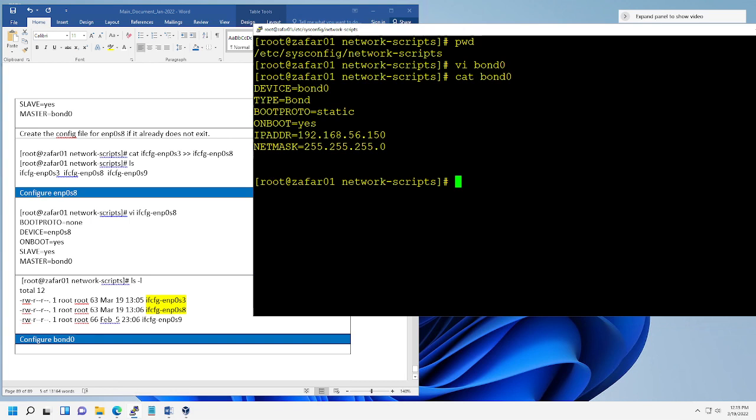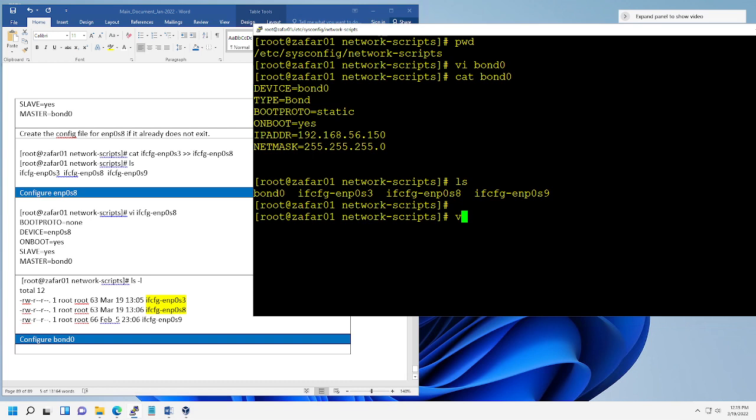Oh, actually it's not supposed to be bond0. It's supposed to be ifcfg-bond0. So what is the command to do? Rename the file. Move. Bond0.